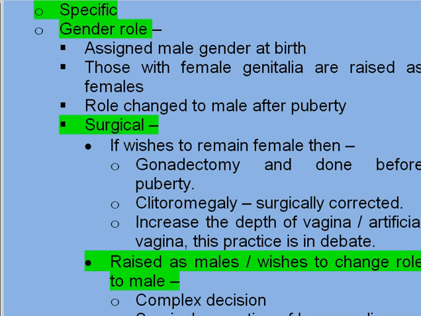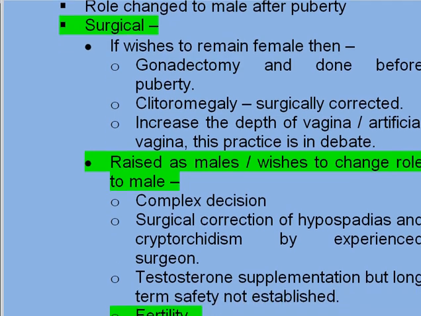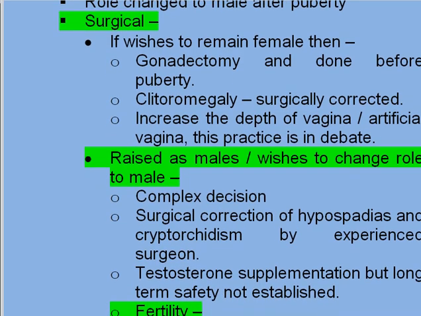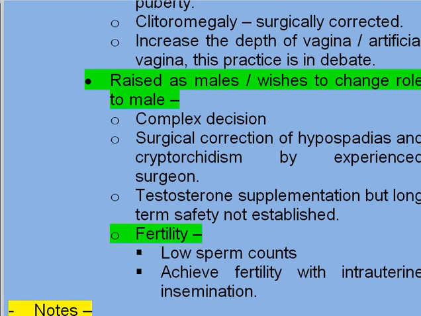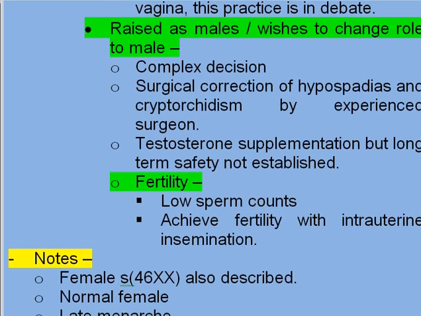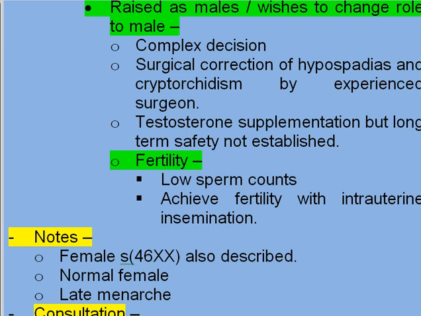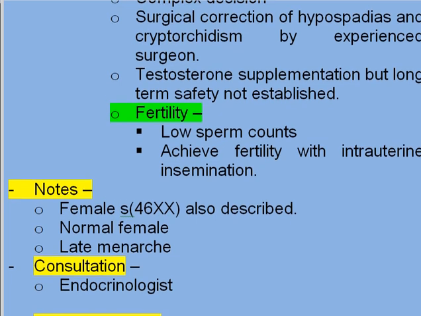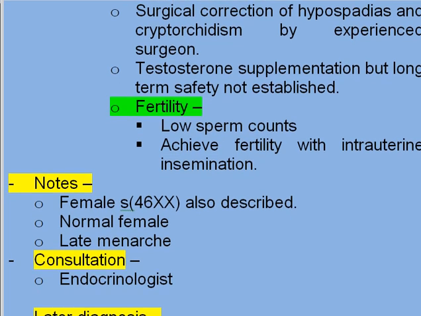However, for the children who are raised as male or wish to change role to male, it is a very complex decision. Surgical correction of hypospadias and cryptorchidism by an experienced surgeon. Testosterone supplementation, but long-term safety is not established. The question of fertility is they have low sperm counts. They can occasionally achieve fertility with intrauterine insemination. In a female, 46 XX are also described. They are a normal female, however, they have late menarche. So you have to consult the endocrinologist.